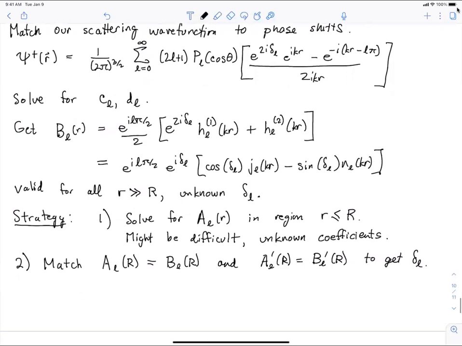And then the third part is super easy. Once you've got the delta L's, then you just plug them in. You plug them into f_k of theta, for example, remember it has this form. Now everything in it is going to be known because we know the phase shift.